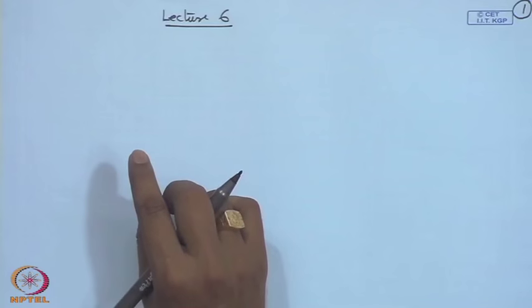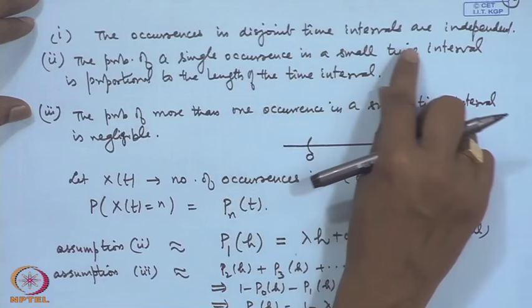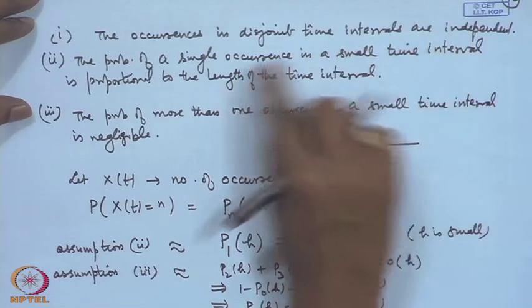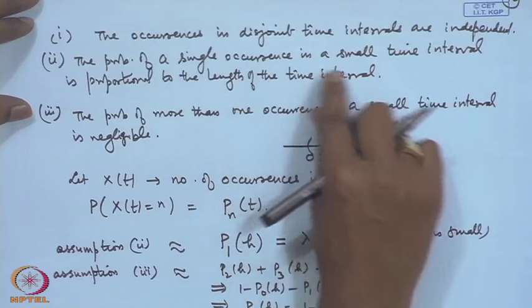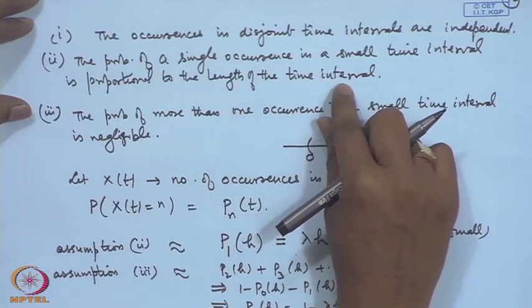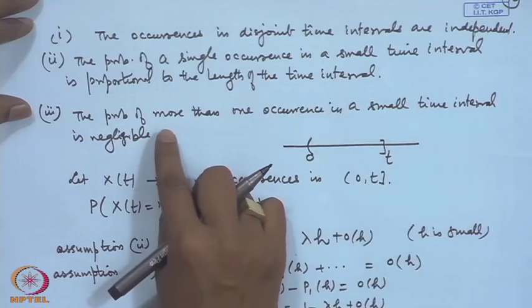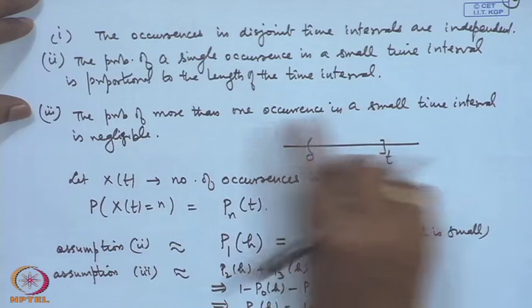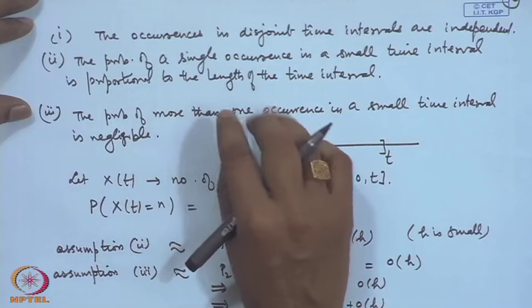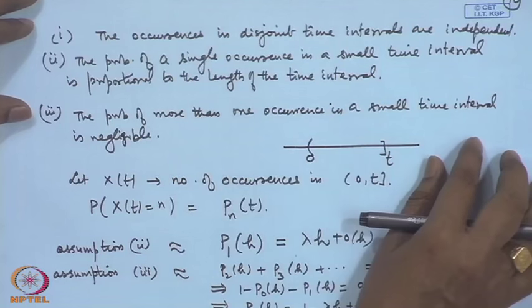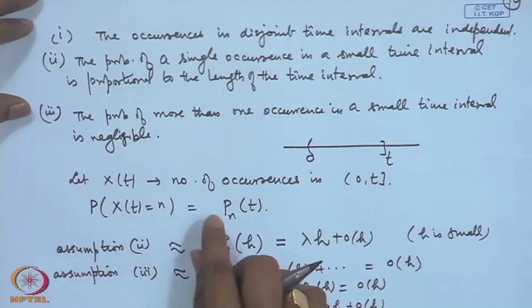Now, let me recollect the assumptions here. The occurrences in disjoint time intervals are independent. The probability of a single occurrence in a small time interval is proportional to the length of the time interval. The probability of more than one occurrence in a small time interval is negligible. And then I formalized these assumptions in notational form.